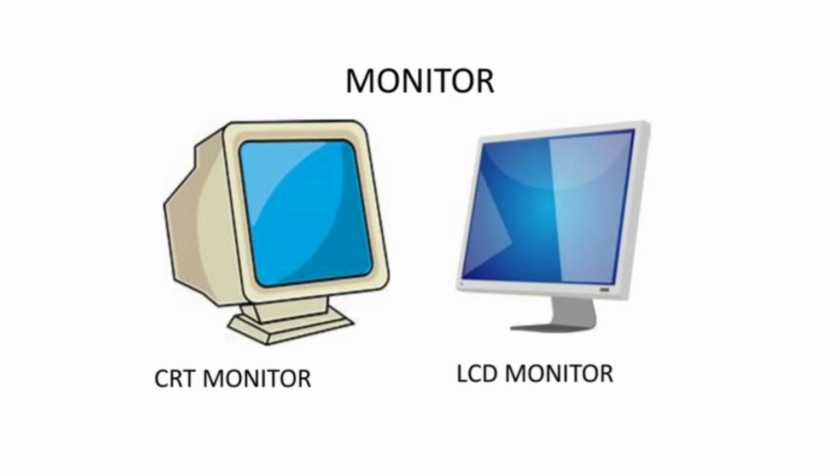CRT, that is cathode ray tube monitor, is bulky and consumes more electricity. You can see here the CRT monitor is very heavy. Yes, it has a bulky space behind it. Next is LCD monitor. LCD is liquid crystal display. It is thinner, lighter and consumes less electricity. That's why LCD monitors are popular these days.